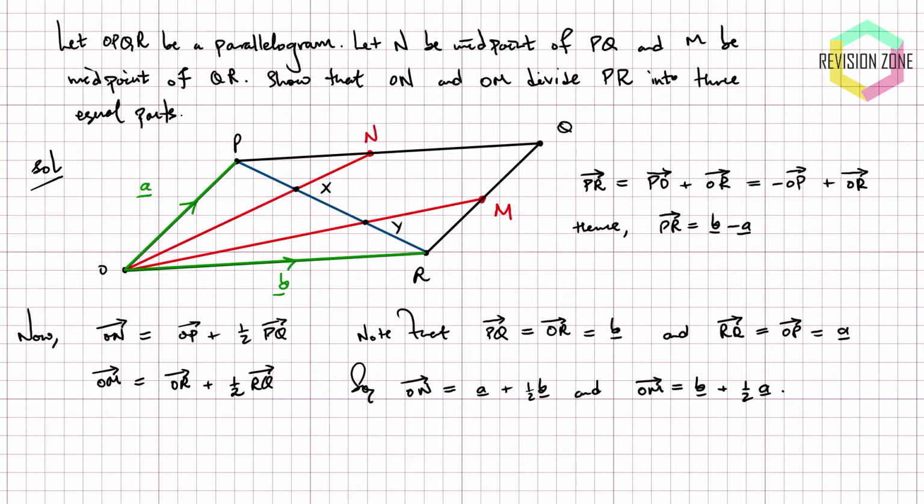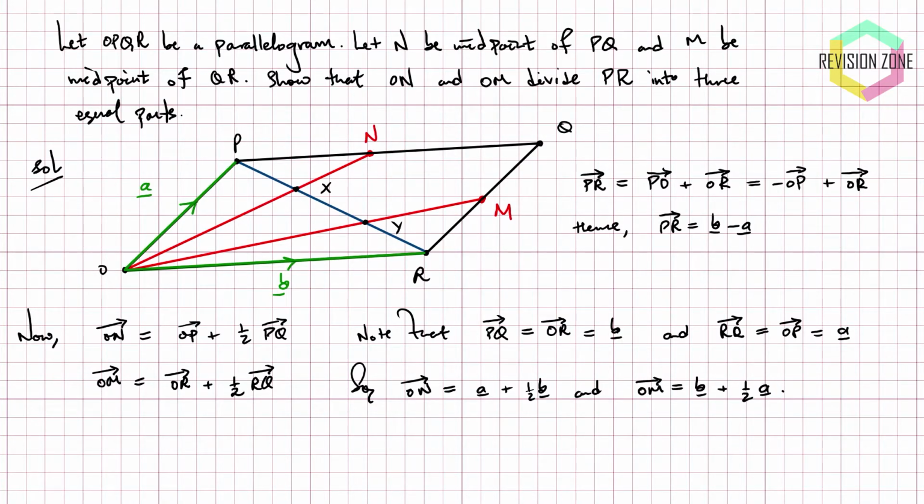And similarly, OM is obtained by going from O to R and then halfway between R and Q. So OM is OR plus a half RQ, but we need to be able to write these in terms of A and B. So we've got to do some of this work here, right? PQ we know, which is this thing here, P to Q, is the same vector as the vector O to R, because opposite sides of a parallelogram are literally the same.